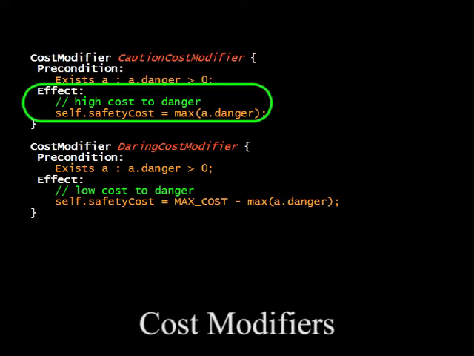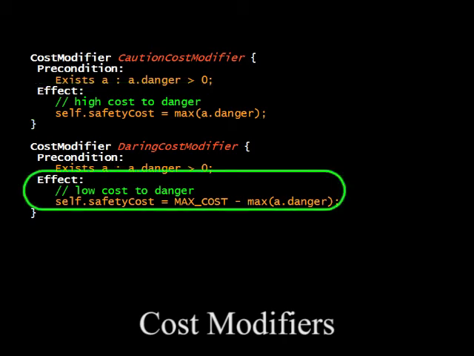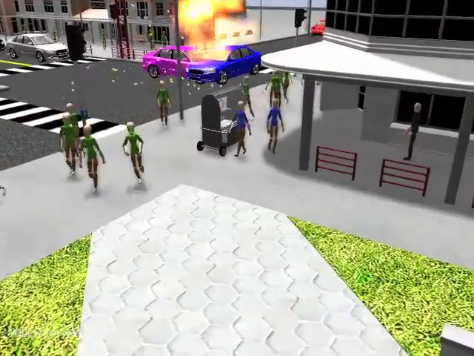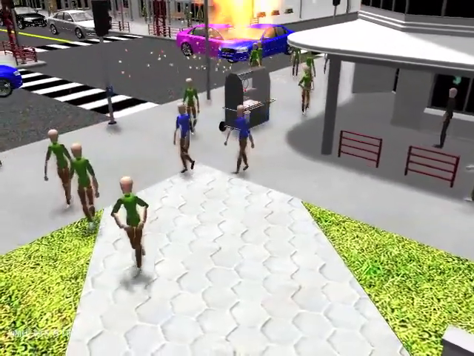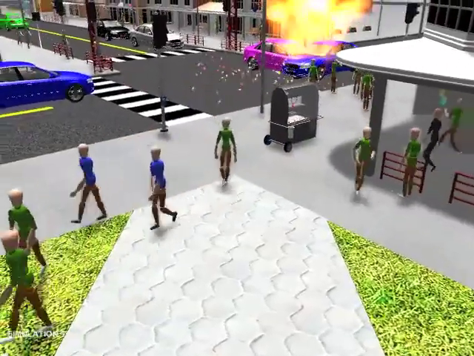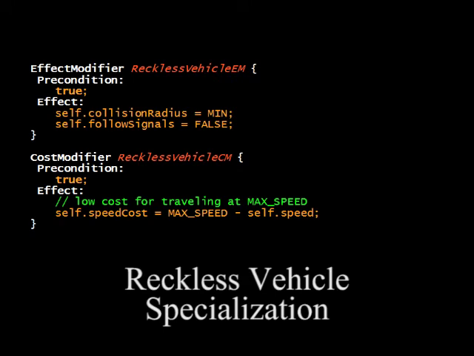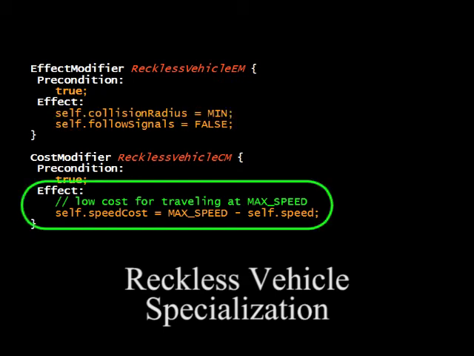Cautious actors are authored by increasing the cost of actions that place them in danger. Daring actors are encouraged to take actions that place them in danger. The generated behavior is a result of optimizing the objective function of each actor. The crash itself was authored by defining a reckless vehicle that is specialized with a lower collision radius, ignoring signals, and moving at maximum speed.